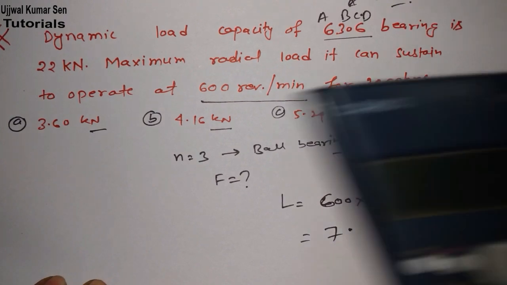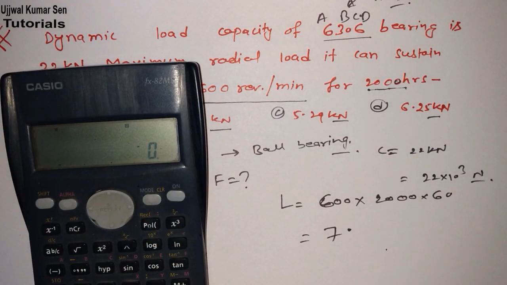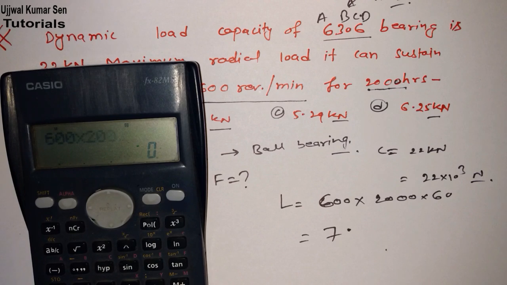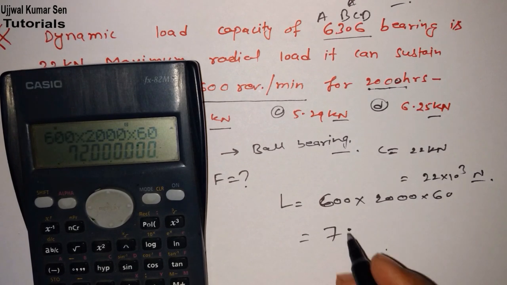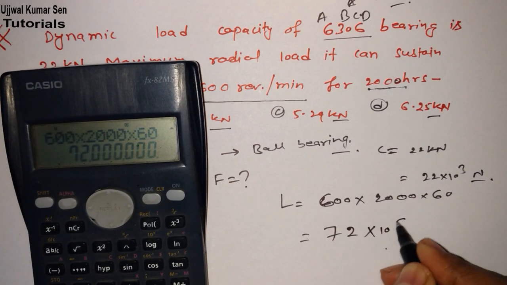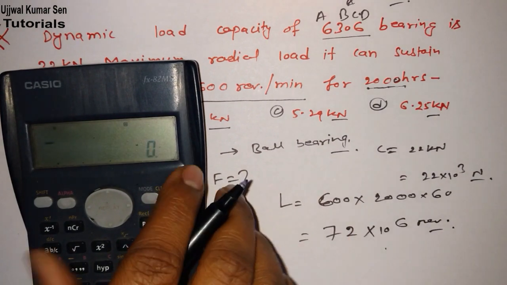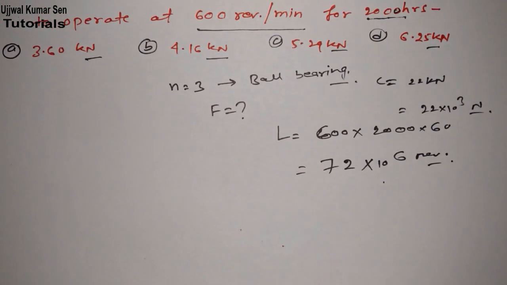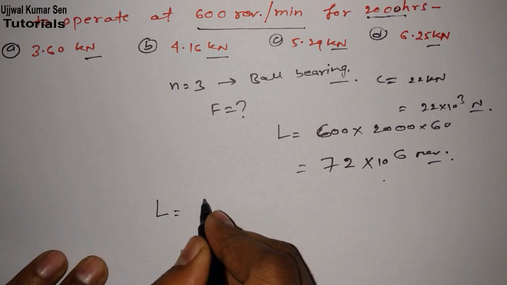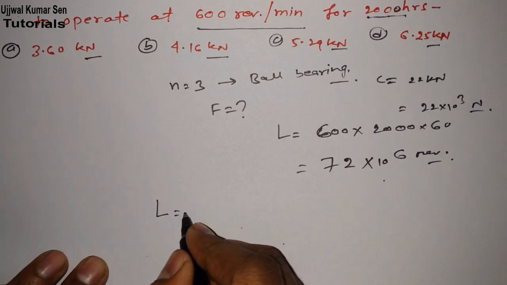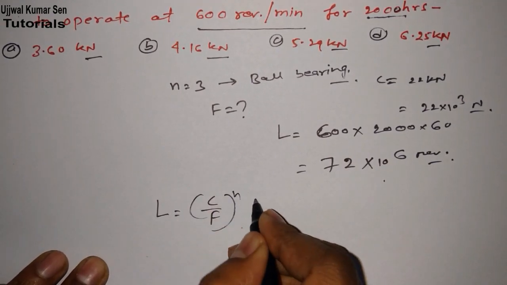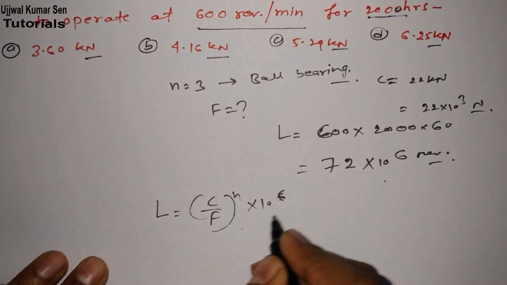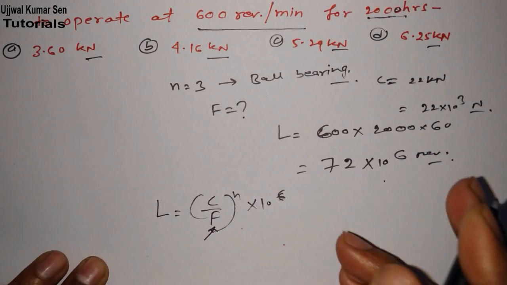So 600 times 2000 times 60, so it's 72 multiplied by 10 to the power 6. It's revolutions now, right? So we know the formula for finding the life of a bearing: L is equal to (C by F) whole to the power n, multiplied by 10 to the power 6. Now what we have to find out is F, as we have been given all the other things.